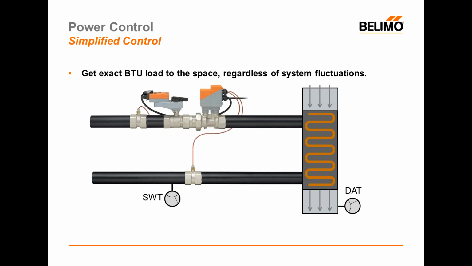The discharge air temperature will be disrupted. The controller will notice that, send a signal to the valve. The valve will open a little bit further to allow additional flow at a slightly lower heat exchange to create the same amount of BTUs in that space.